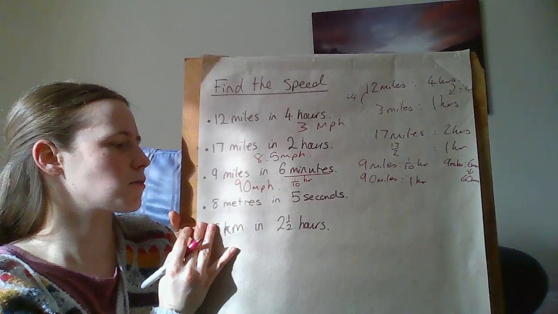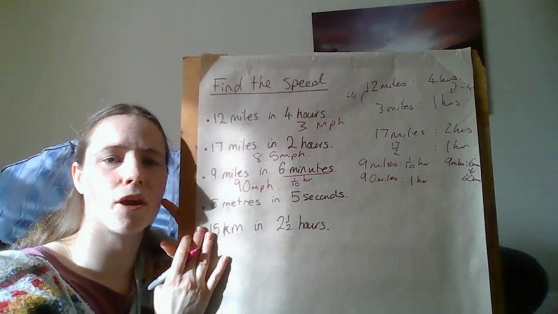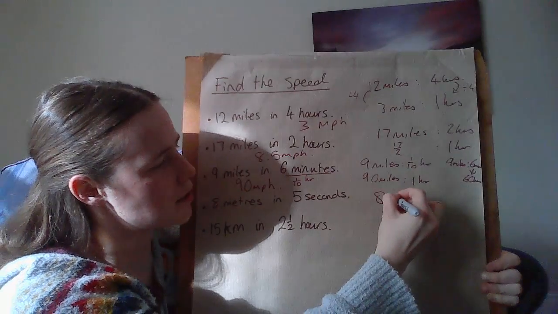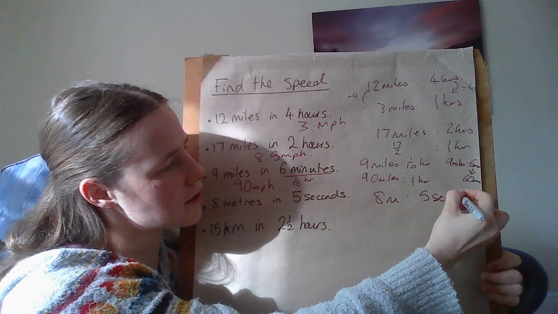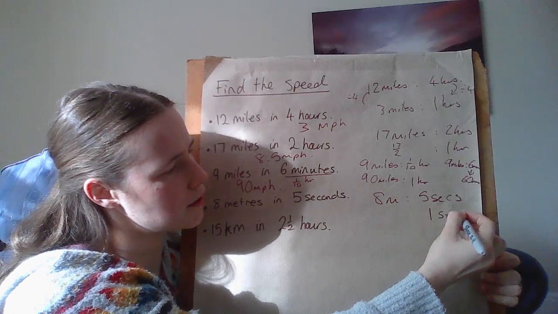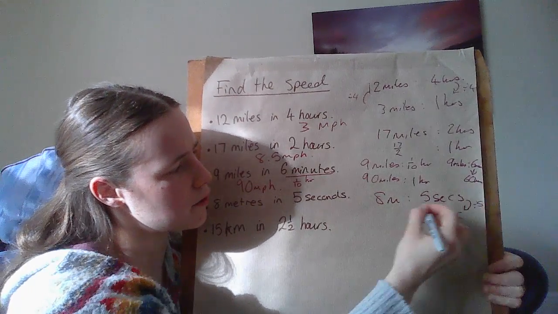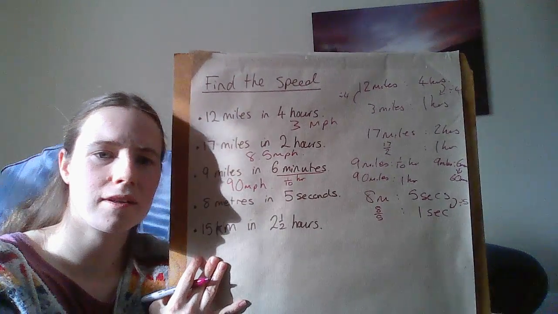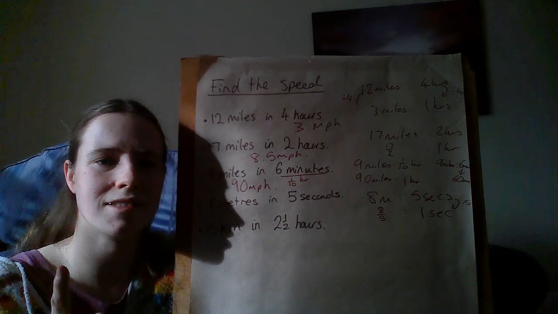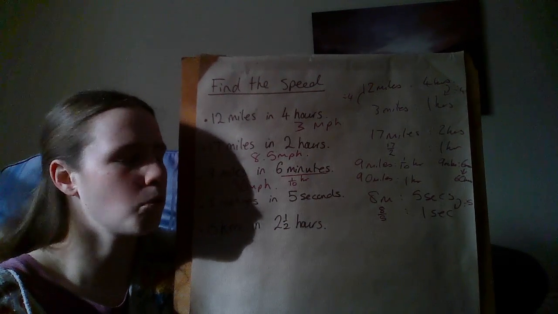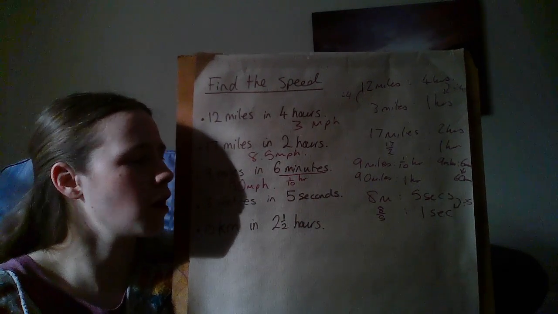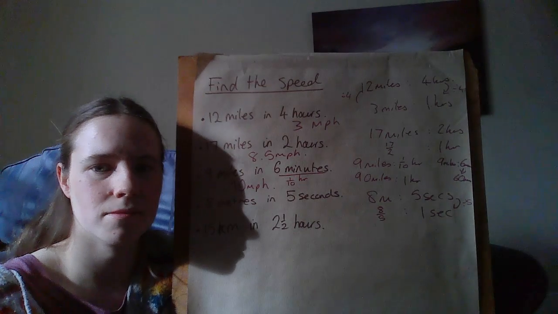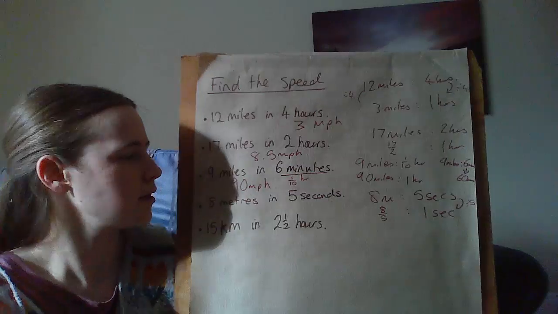Okay. Next one, 8 meters in 5 seconds. I'm going to go for meters per second for this one. So we've got 8 meters in 5 seconds. I want to get down to 1 second. So I'm dividing by 5. 8 over 5 in 1 second. Now 8/5 is 1 plus an extra 3/5. So 1 and 3/5. And hopefully you know that 3/5 is the same as 0.6. So it's going to be 1.6.